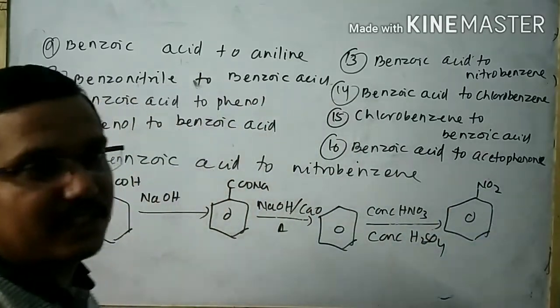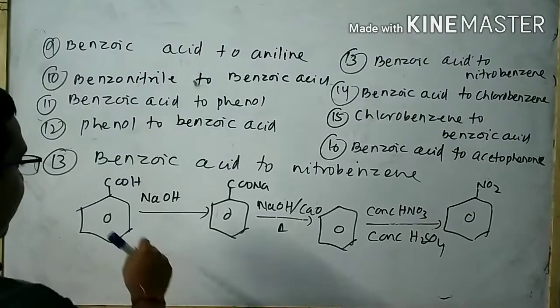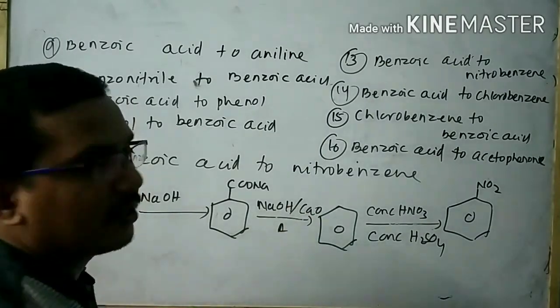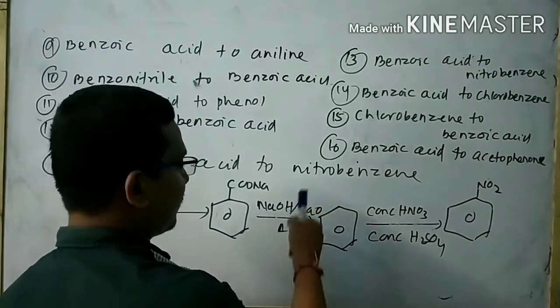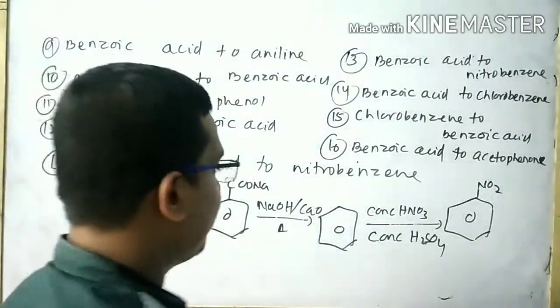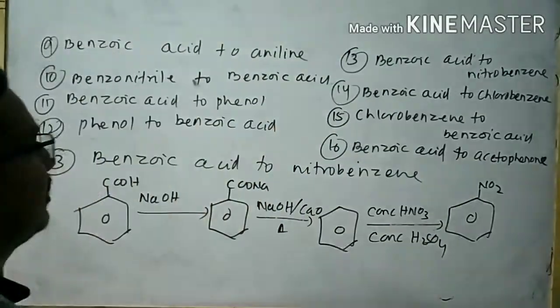Then nitrobenzene is formed. Again I will repeat, benzoic acid reacts with sodium hydroxide, gives sodium benzoate. Sodium benzoate reacts with sodium hydroxide in the presence of calcium oxide. Benzene is formed, and benzene again undergoes nitration, gives nitrobenzene.